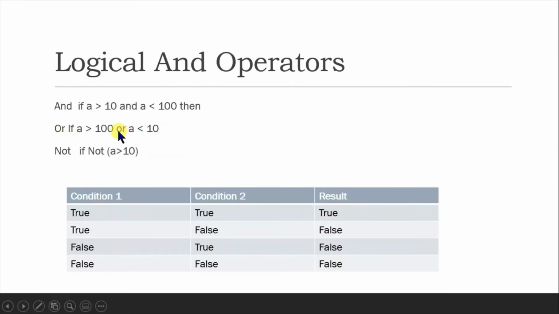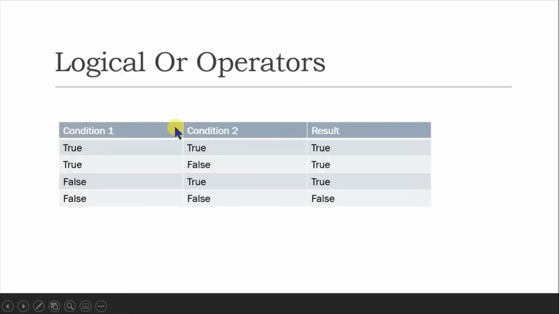If a is greater than 100 or a is less than, we'll write it like this. Fine. So condition 1 true, condition 2 true. Both are true, the answer will be true. True means it will go into the then part. If condition 1 is true and condition 2 is false, at least one condition is true, so OR again gives true. If condition 1 is false and condition 2 is true, it will be true. If both conditions are false, then it will be false. So in AND, both conditions should be true, while in OR, any one condition should be true. This is what we need to understand. Don't worry, it will come with practice. Fine.